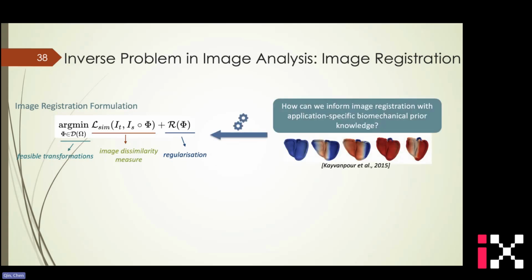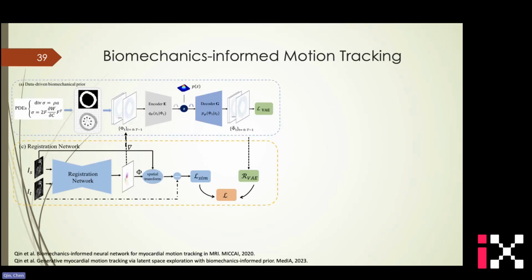We know about the biomechanics of the heart. We have some prior knowledge of how the human heart should move. Can we possibly inform this image registration process with some application-specific biomechanical prior knowledge? This motivates us to develop this biomechanics neural network to make sure that our registration can be informed with this biomechanics knowledge.